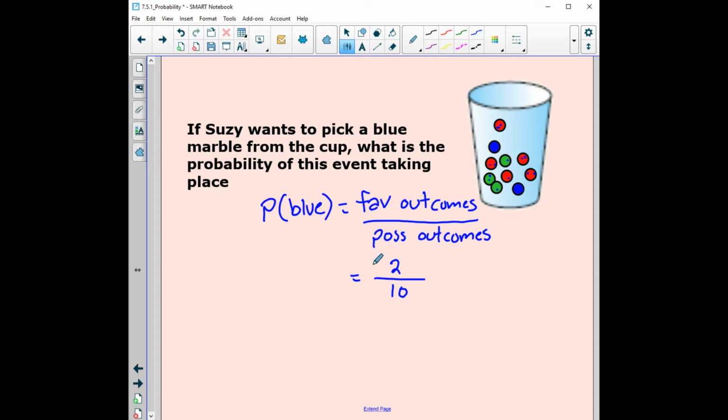What can we do with this number? I know I can't hear you, but I want you to say it out loud. That's right, we can reduce it. So we have a 1 in 5 chance. 1/5.